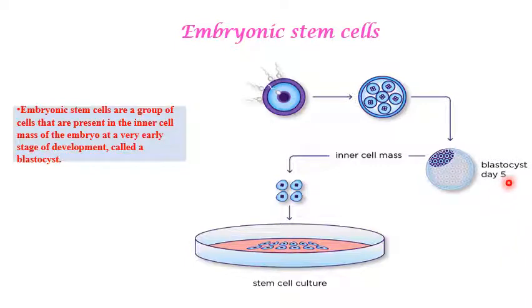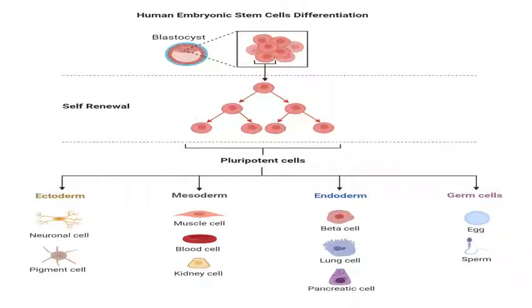This is a blastocyst stage of an embryo where they contain an inner cell mass, which is the embryonic stem cells. Here you can see a pictorial representation of human embryonic stem cells.